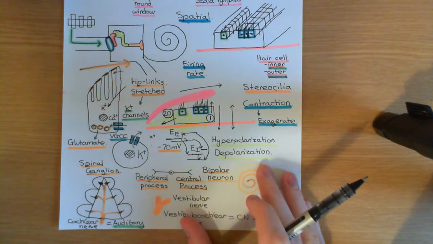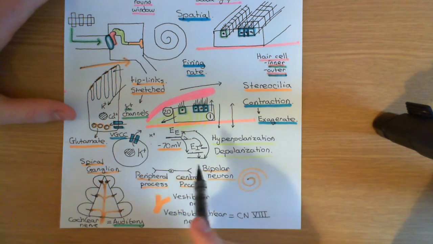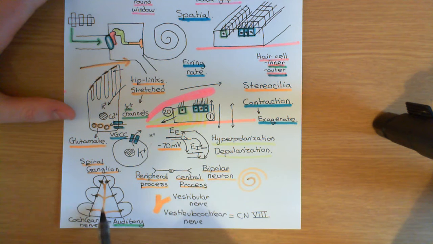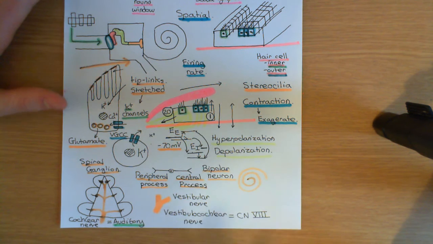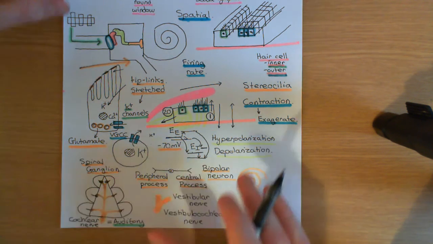Right. So we have seen that the central processes of these bipolar neurons are going to go into the cochlear nerve, which will then fuse with the vestibular nerve to make the vestibulocochlear nerve, and we now want to see how this is going to enter the brainstem. So I'll go over the page and we'll draw a picture of the brainstem. So firstly, I'm going to show you where the vestibulocochlear nerve actually enters the brainstem.